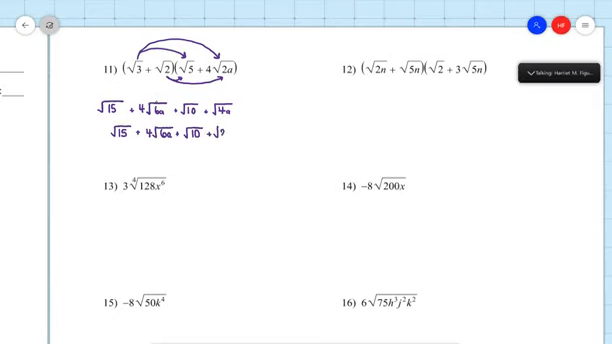But 4 is 2 squared. So I'm going to be able to take out a 2 here. So we end up with square root of 15 plus 4 square root of 6a plus square root of 10 plus 2 square root of a. And since none of them match underneath those radicals, I can't combine them, so this would be my final answer.